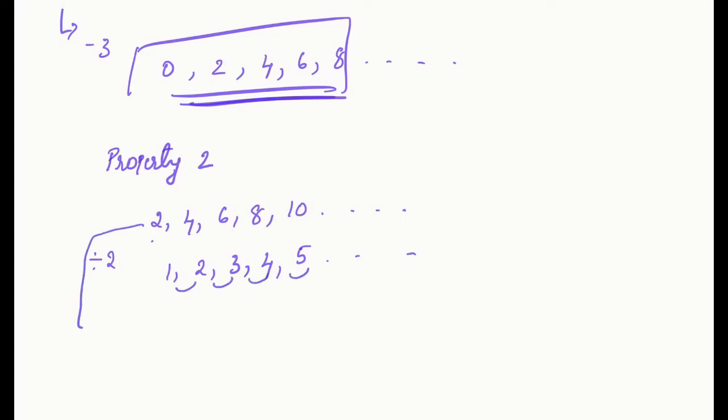In case, consider that I am multiplying with 3. 6, 12, 18, 24, 30. Again you can see what is the difference between them? 6 everywhere. Correct? So again this is an AP. So what is our property number 2? If each term of a given AP is multiplied or divided by a given non-zero fixed number, the resulting sequence is also an AP. Okay.